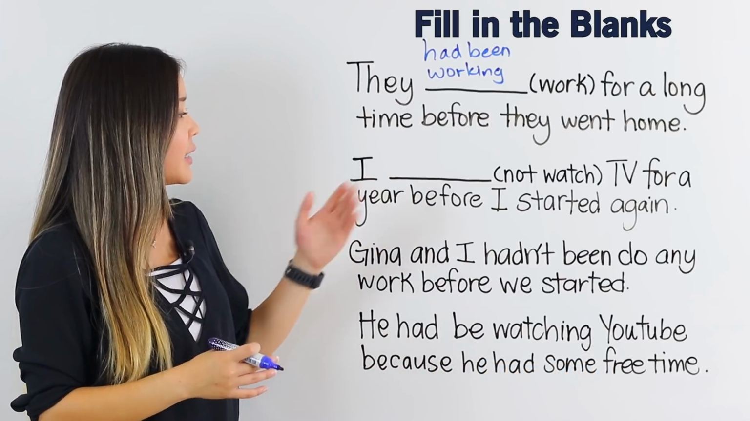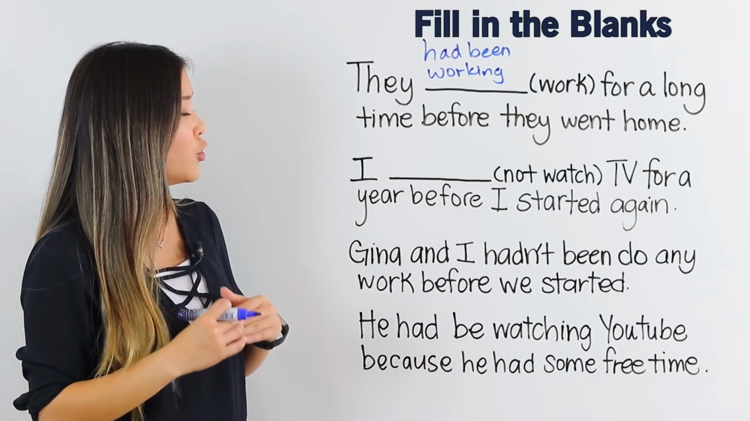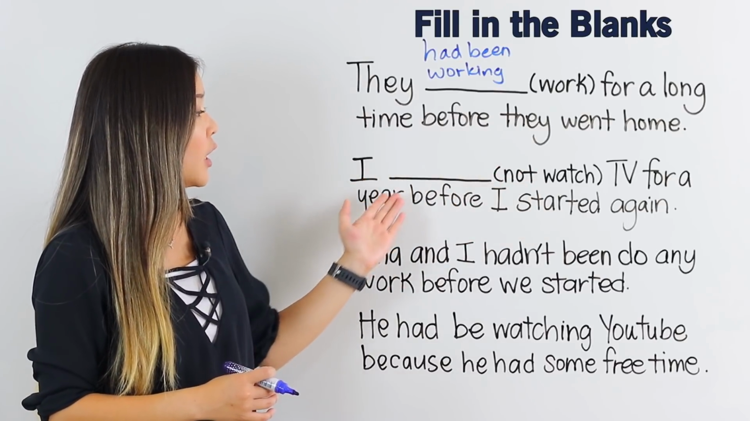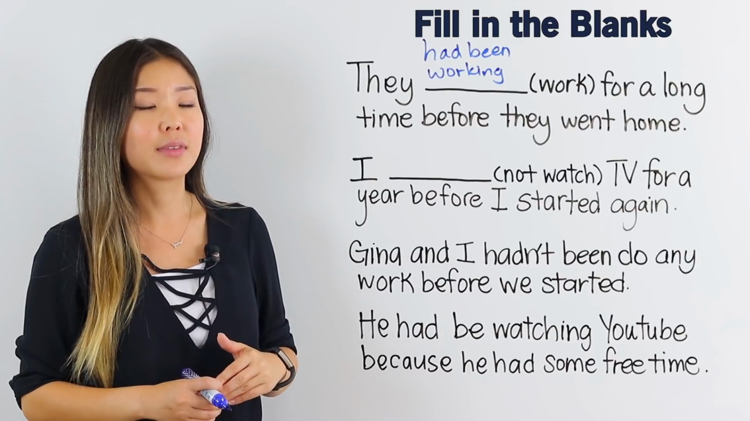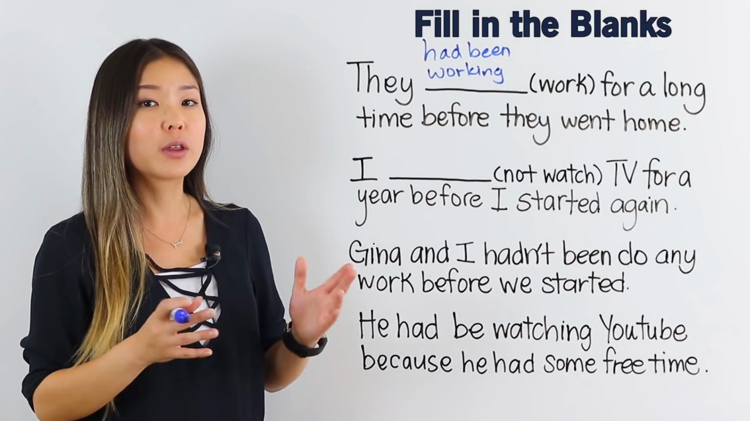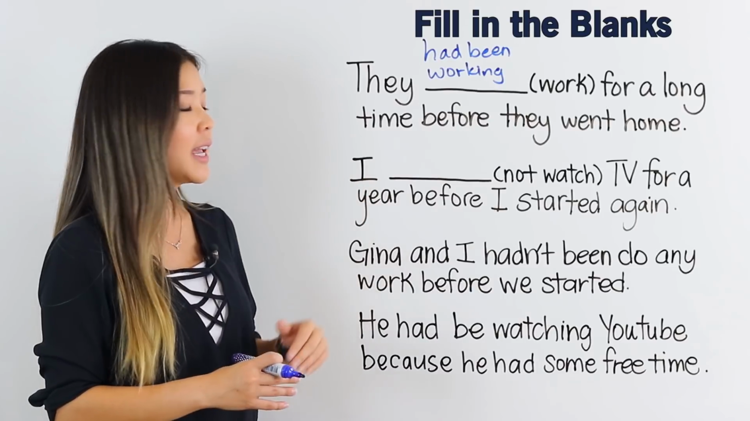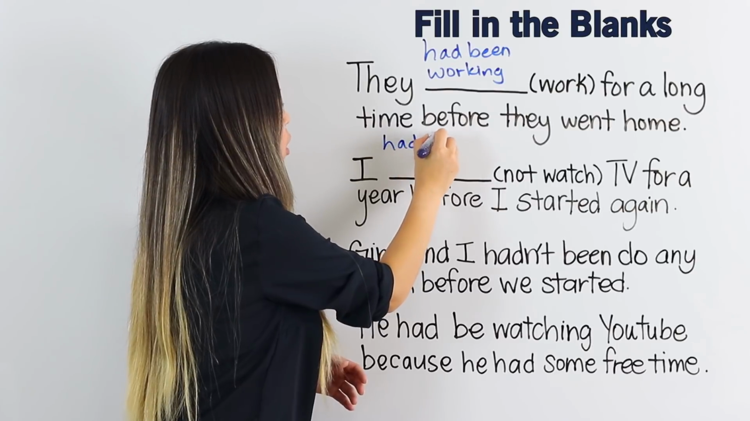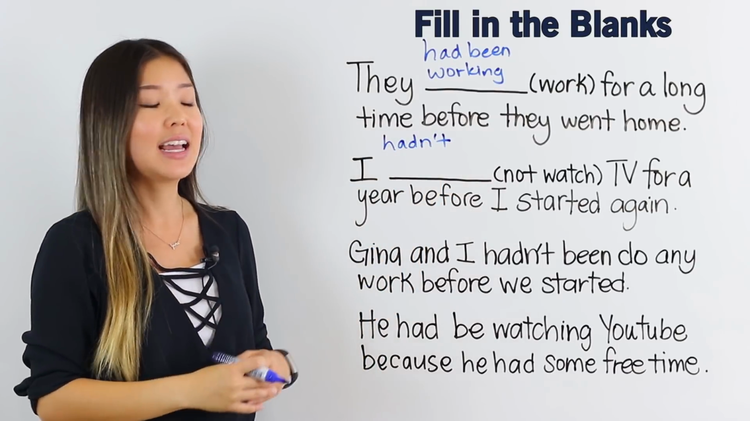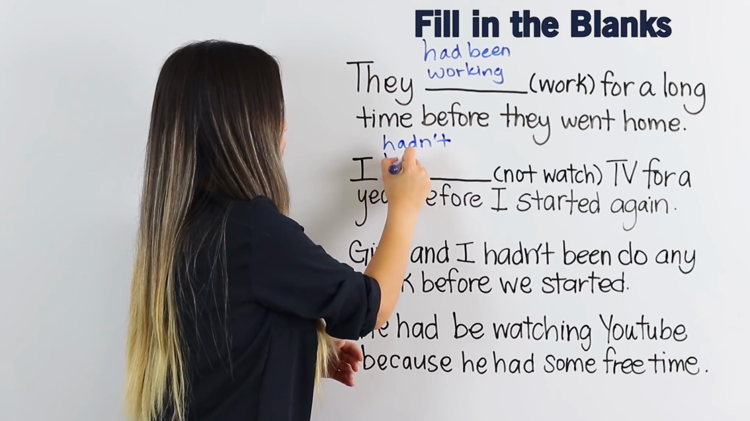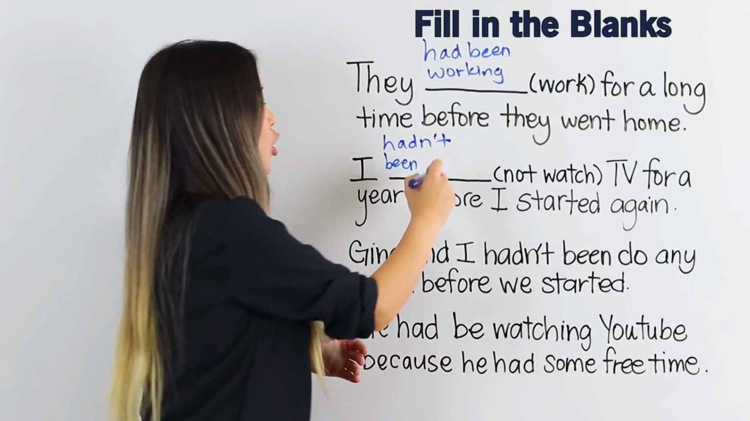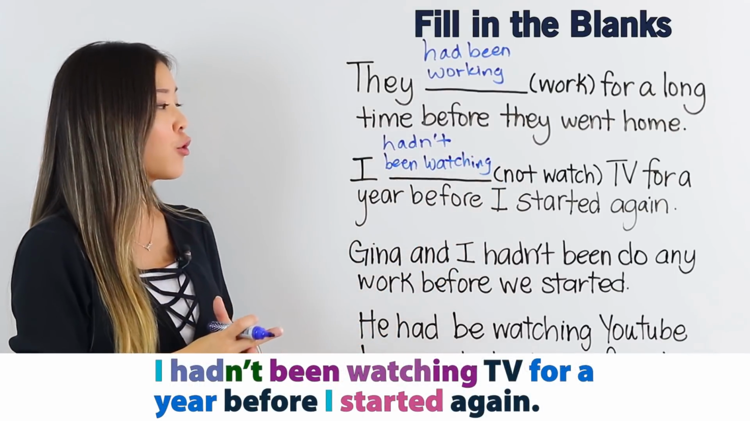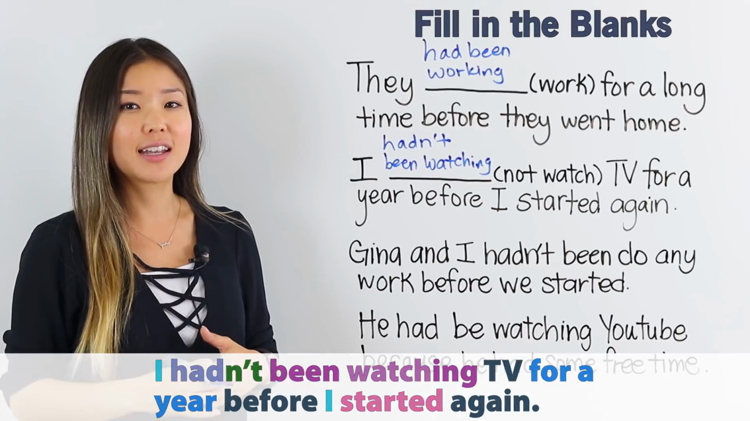Now, take a look at the second sentence. I want you to use the negative. I blank TV for a year before I started again. Remember, the negative form for this tense starts with the subject and then had not been. Or I can use the contraction hadn't. I hadn't been, and then again, verb ing. I hadn't been watching TV for a year before I started again.